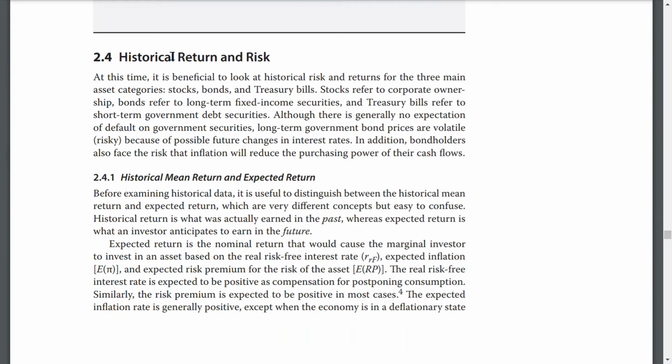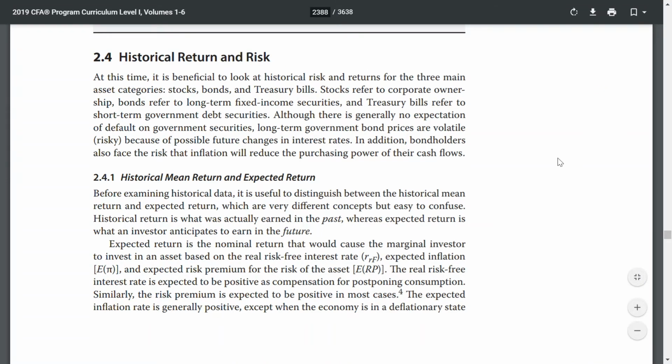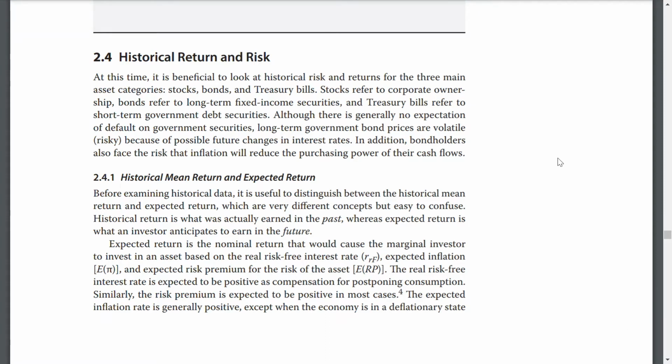Historical risk and return. At this time, it is beneficial to look at historical risk and return for the three main asset categories: stocks, bonds, and treasury bills. Stock refers to corporate ownership, bonds refers to long-term fixed income securities, and treasury bills refers to short-term government debt securities. Although there is generally no expectation of default on government securities, long-term government bond prices are volatile or risky because of possible future changes in interest rates. In addition, bondholders also face the risk that inflation will reduce the purchasing power of their cash flows.